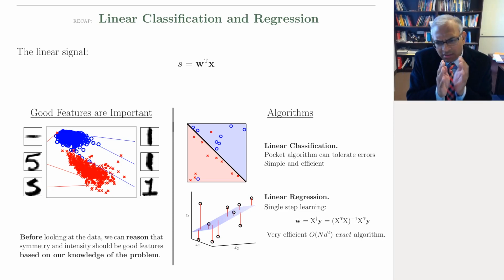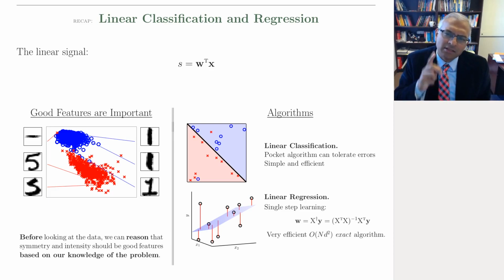So now that you've got this simple hypothesis set, how do you get the in-sample error small? And that's where the important takeaway from last time is, you have to construct good features. Features that are relevant for the task that we're trying to solve.